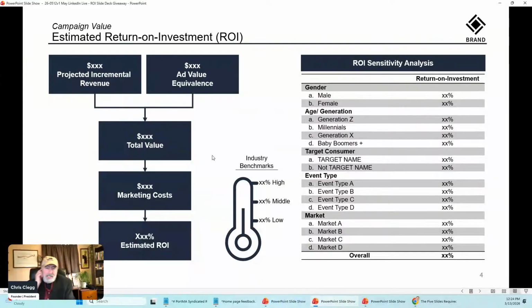And now with that, we can take those measures and bring them together. We can look at the incremental revenue. We can look at the ad value equivalency. We can get a total value. We can divide that by our total cost to get our ROI. And we can lay that out very nicely for the client to see here.